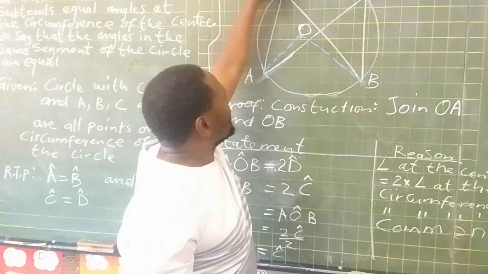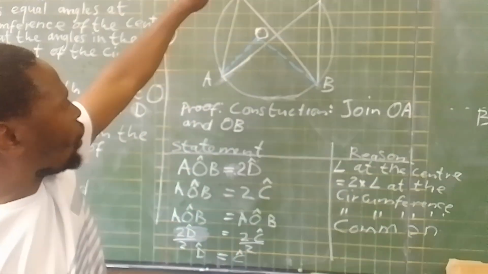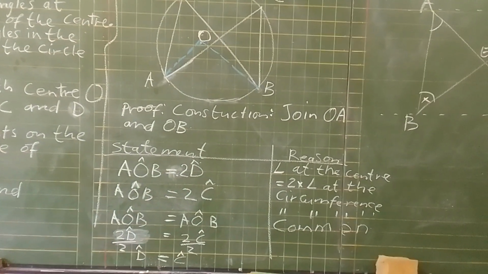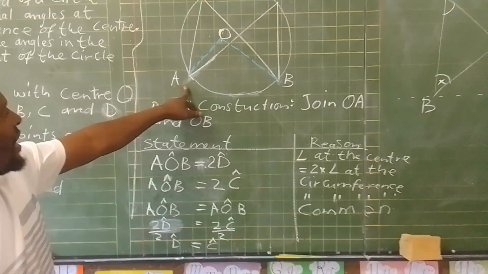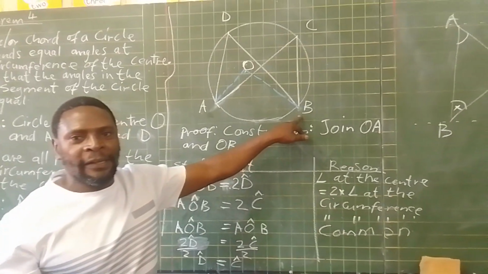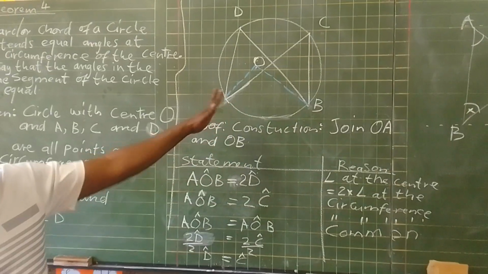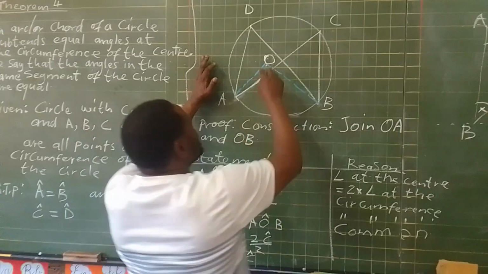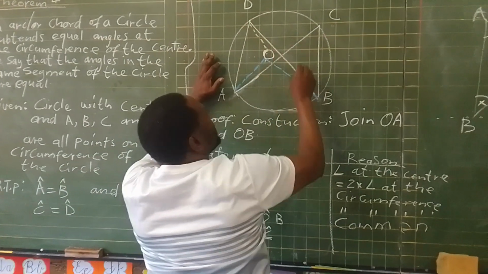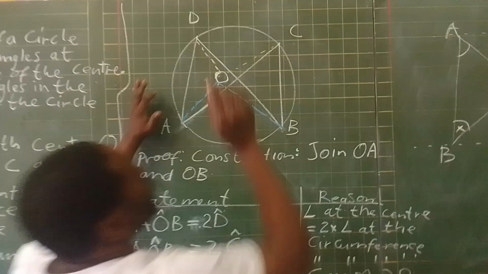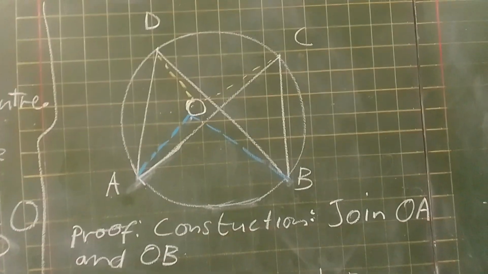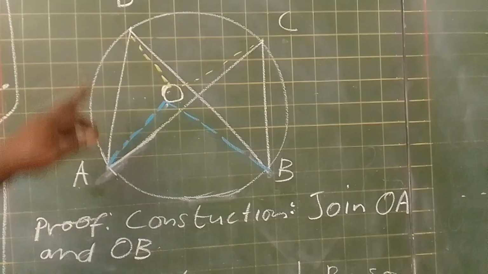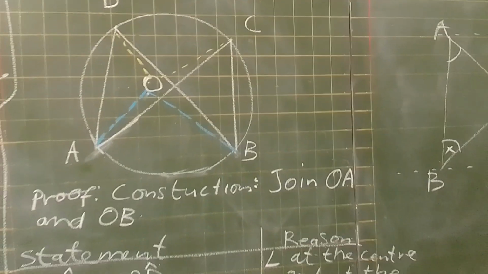You can do the same. You take DC as your arc or chord. You can prove that A is equal to B. I give you a challenge, grade 12. Go and do that. Find out that B is equal to A by using the same method. Here you are going to construct OD and OC. You do the same. That will match and come out as A is equal to B.